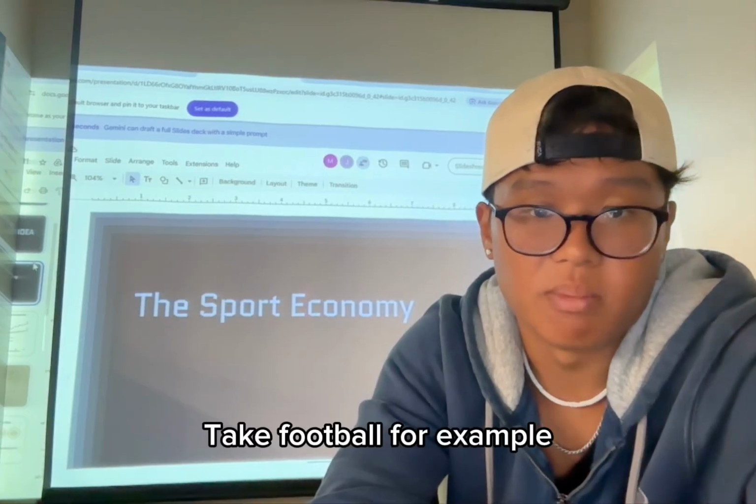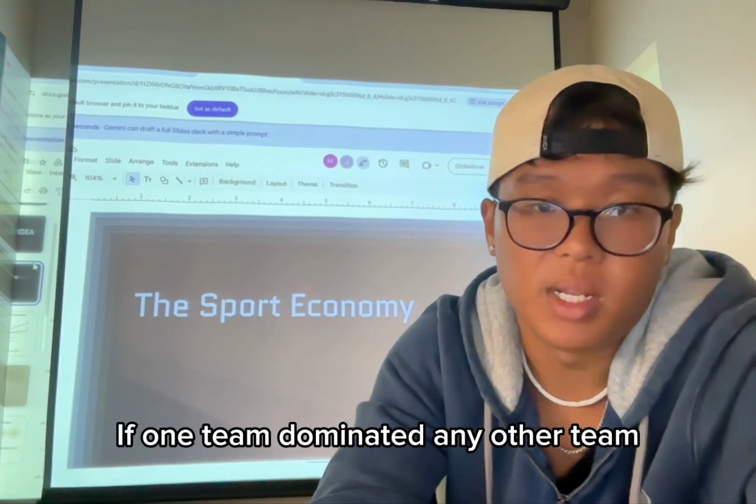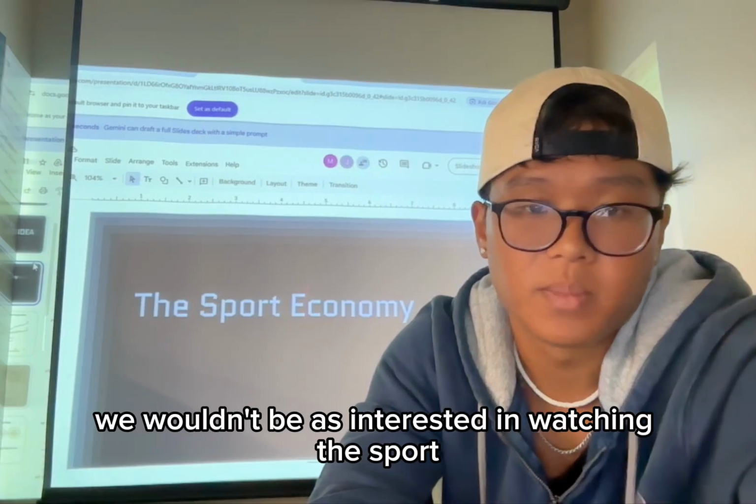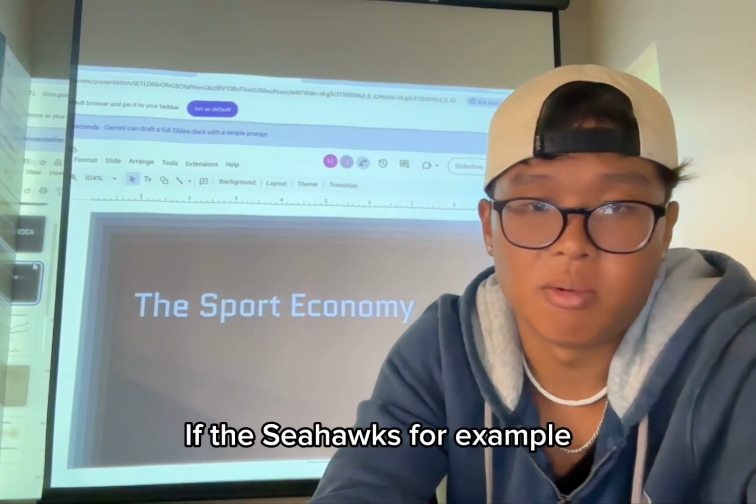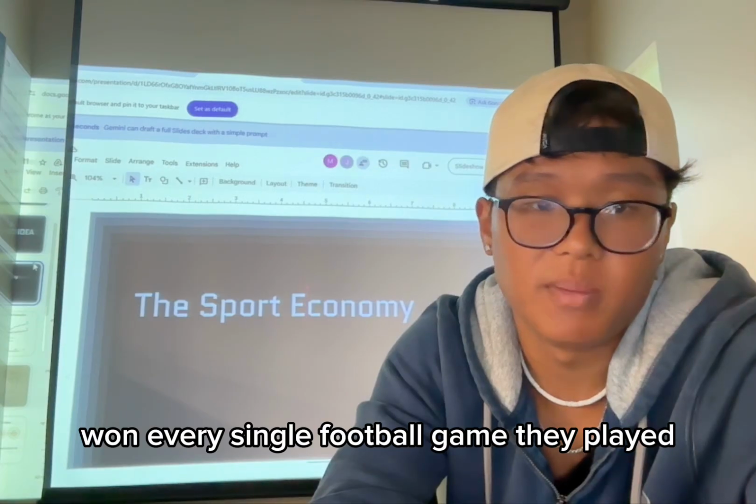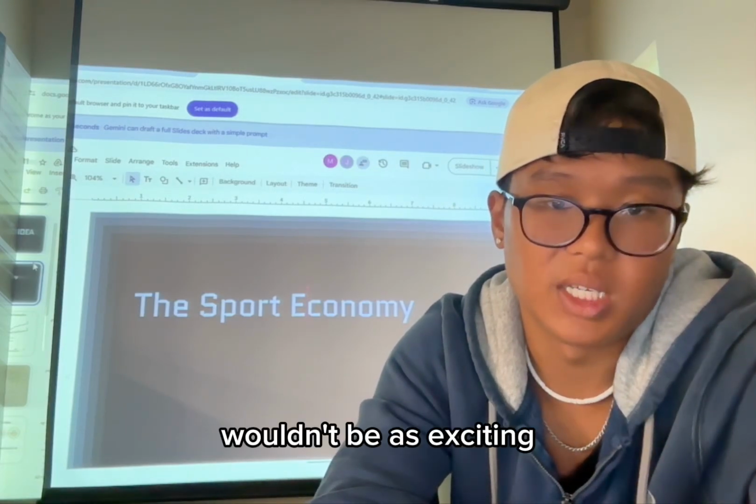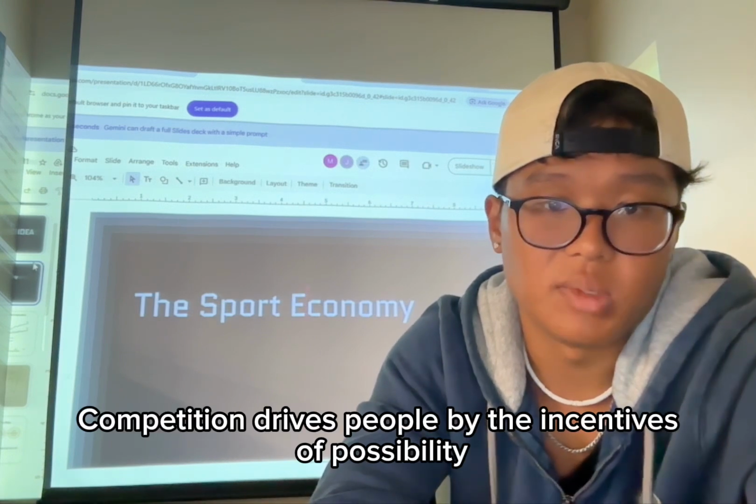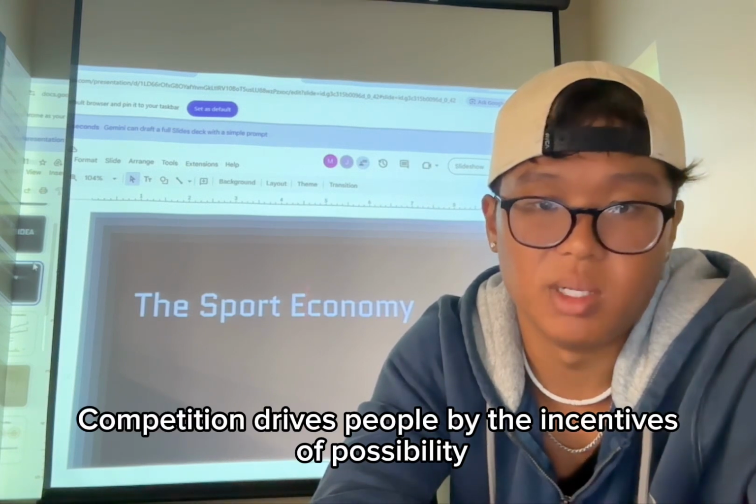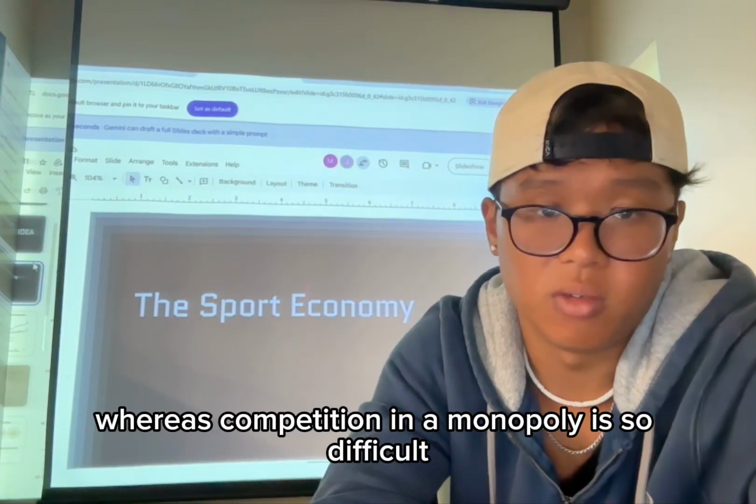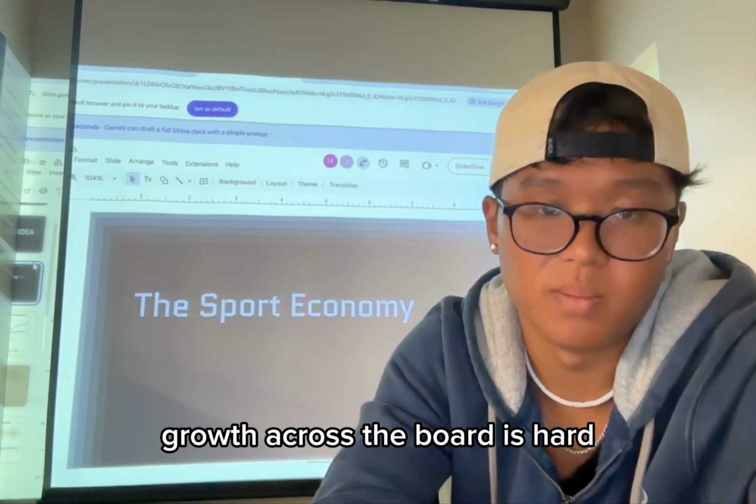Take football, for example. If one team dominated every other team, we wouldn't be as interested in watching the sport. If the Seahawks, for example, won every single football game they played, then watching the games and the Super Bowl wouldn't be as exciting. Competition drives people by the incentives of possibility, whereas with a monopoly, competition is so difficult that growth across the board is hard.